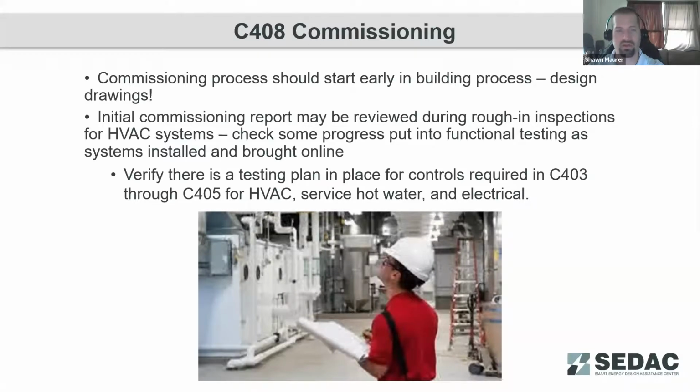Per the Energy Code, Section C403 and C405 contain the control requirements for those systems. The commissioning plan in place needs to verify that all those required controls are installed properly, working properly, and have been properly commissioned and tested.